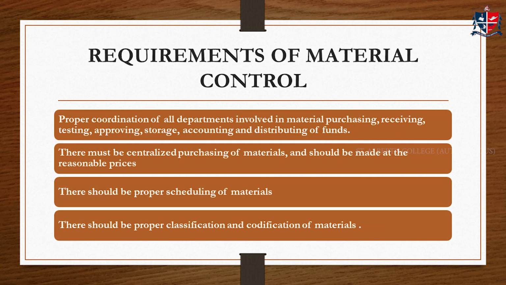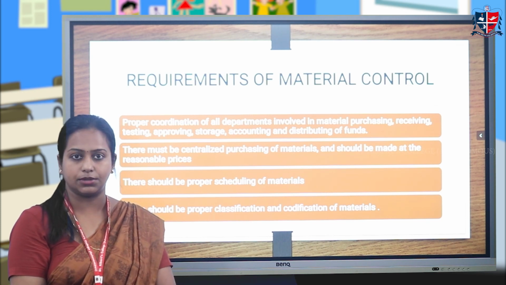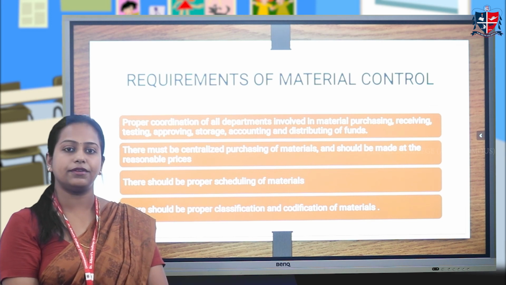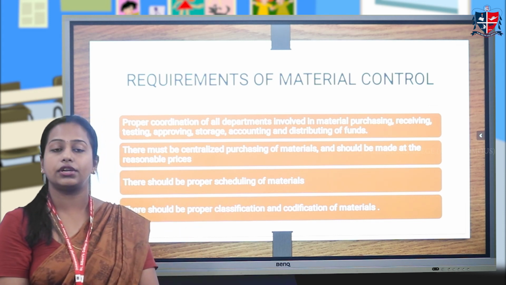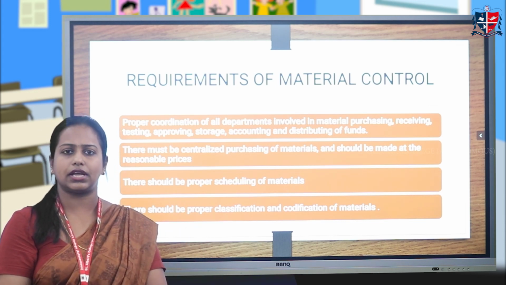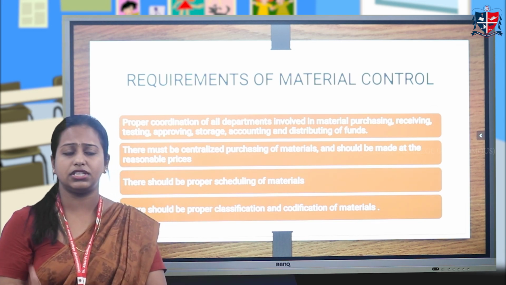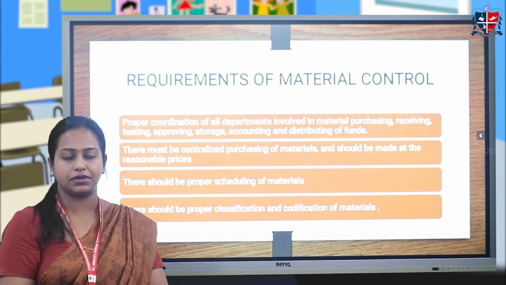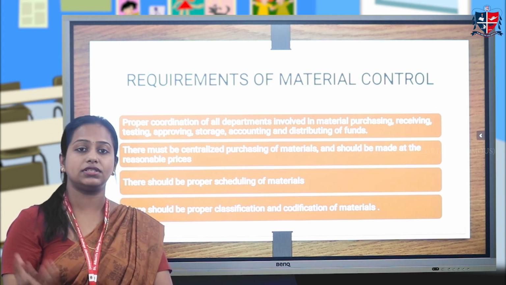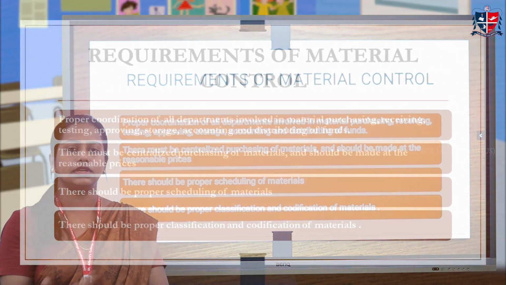Then, requirements of material control. In order to ensure the smooth functioning of the production activity, as I said, there must be a material control system, and there are certain requirements that have to be followed. The first is that proper coordination and cooperation should be there among all the departments. In an organization there will be different departments: storage department, receiving department, inspecting department, and the production department. Different departments will have different needs, so proper coordination among the departments will help in the smooth functioning of the inventory control, of the material control system.